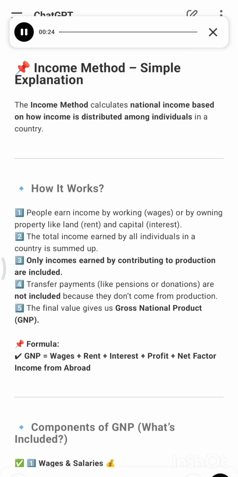3. Only incomes earned by contributing to production are included. 4. Transfer payments like pensions or donations are not included because they don't come from production. The final value gives us gross national product, GNP. Formula: GNP equals wages plus rent, interest, profit, net factor income from abroad.